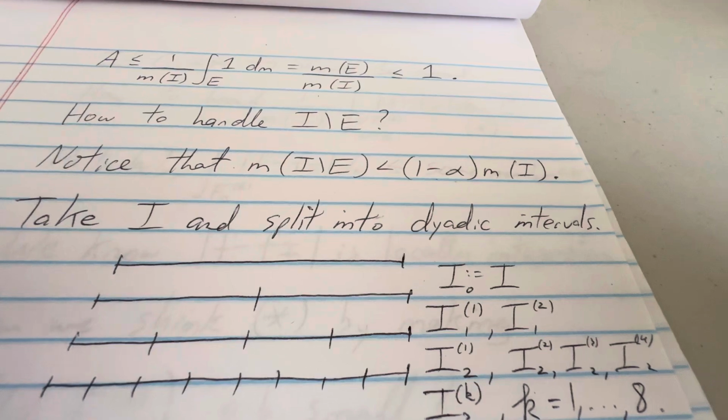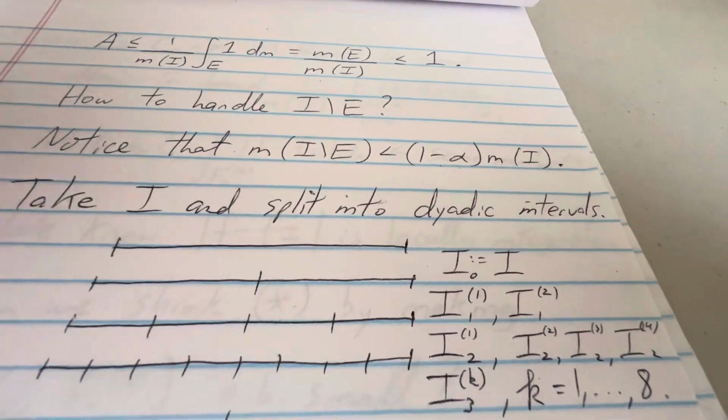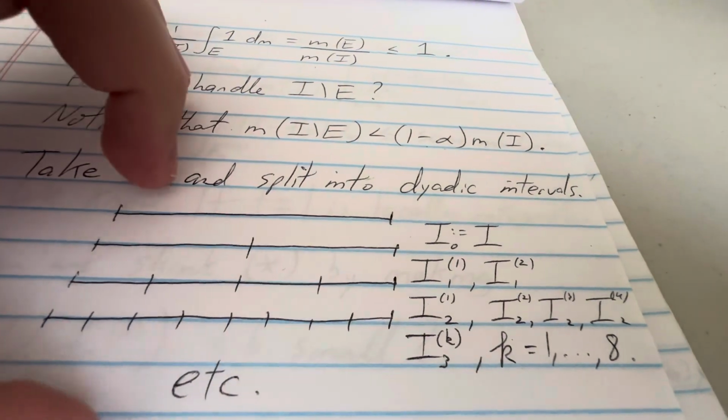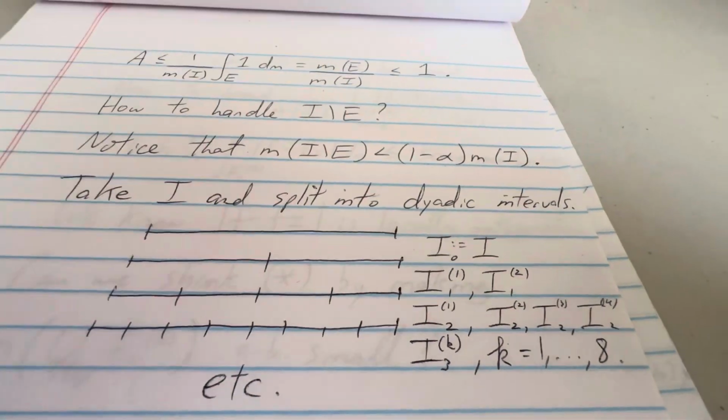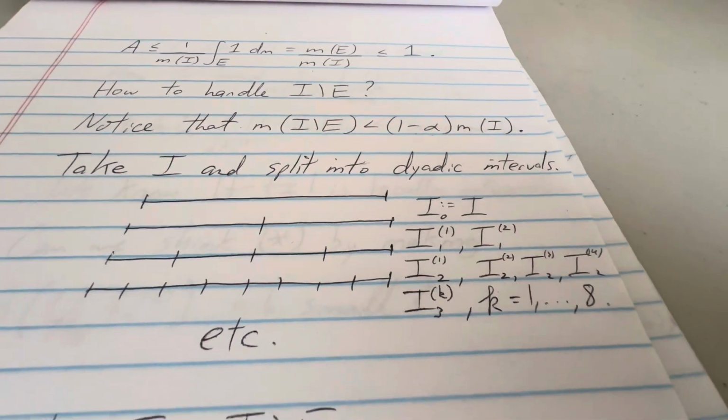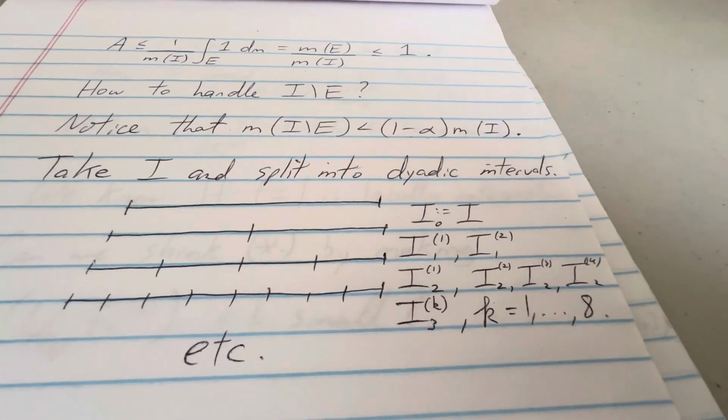He also made mention that it might be helpful to look at the proof of the John-Nirenberg theorem. So what is John-Nirenberg? I don't really want to get into the statement of John-Nirenberg, but it uses this trick of splitting I into dyadic intervals. So this is me trying to recreate that argument, but I'm running into a snag.